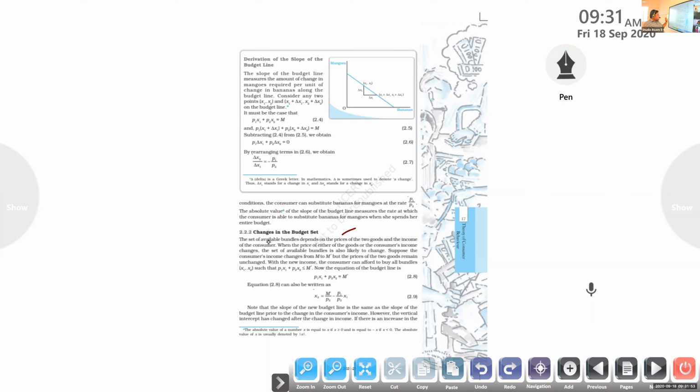Suppose the consumer's income changes from M to M dash, but the prices of the two goods remain unchanged. In this first situation, the income of the consumer is changing from M to M dash.